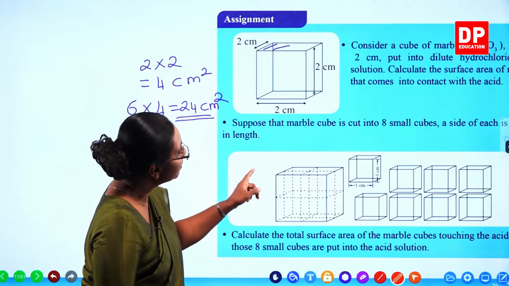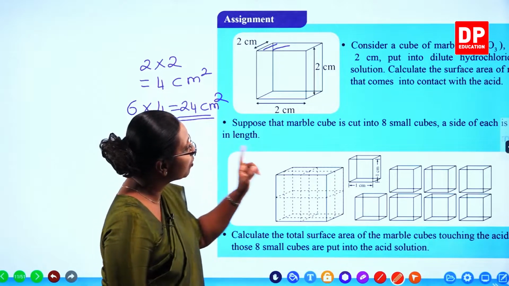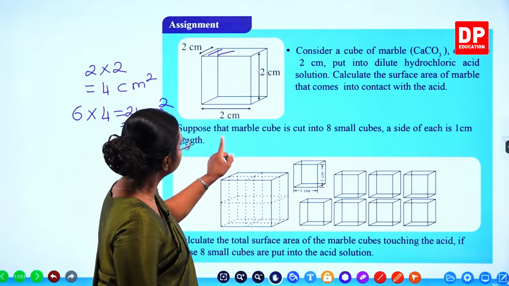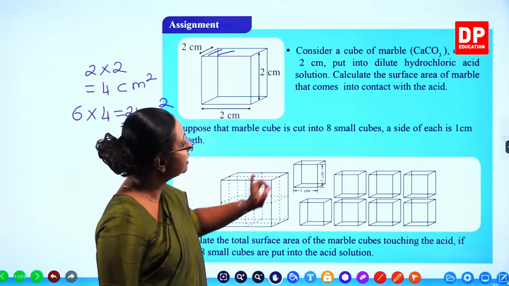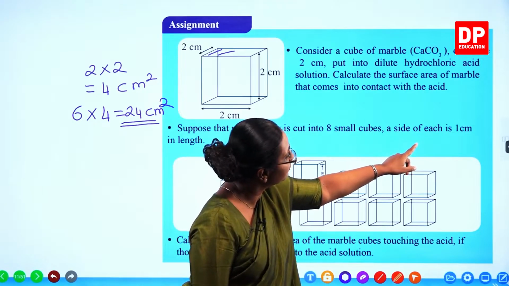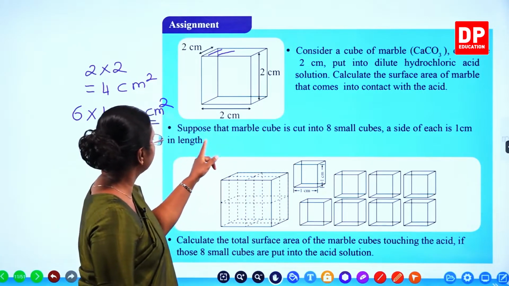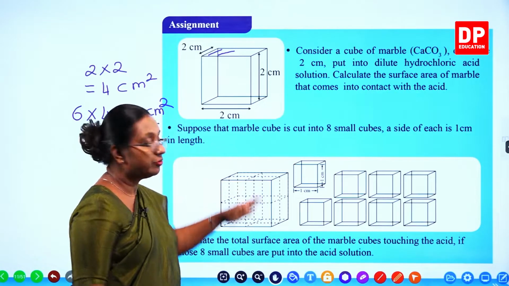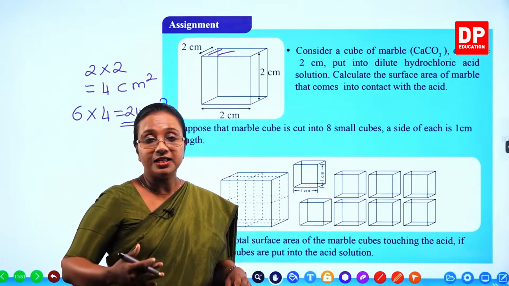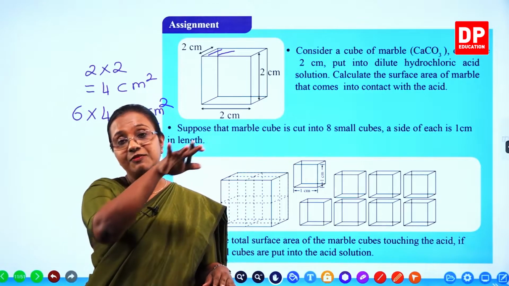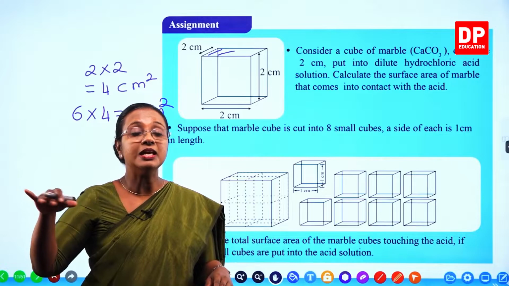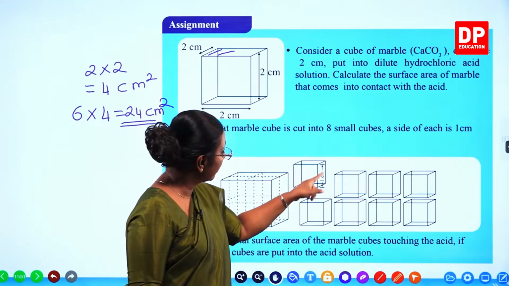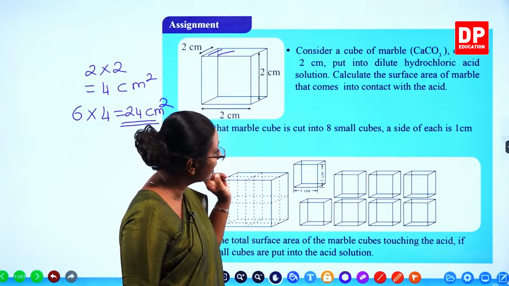Suppose that the marble cube is cut into 8 small cubes. A side of each is 1 centimeter in length. Here is the large marble cube. We can cut it along the vertical plane and along the horizontal plane, so then you can get 8 small pieces. Each one has a side length of 1 centimeter.